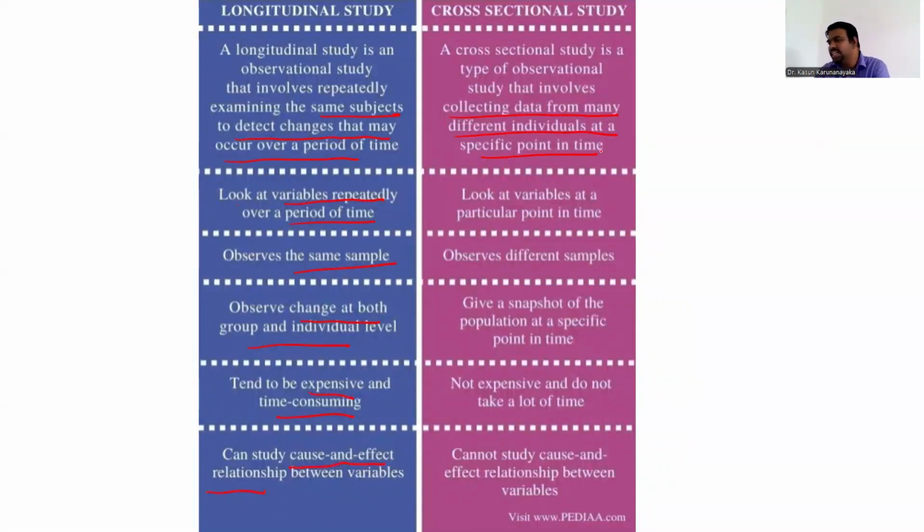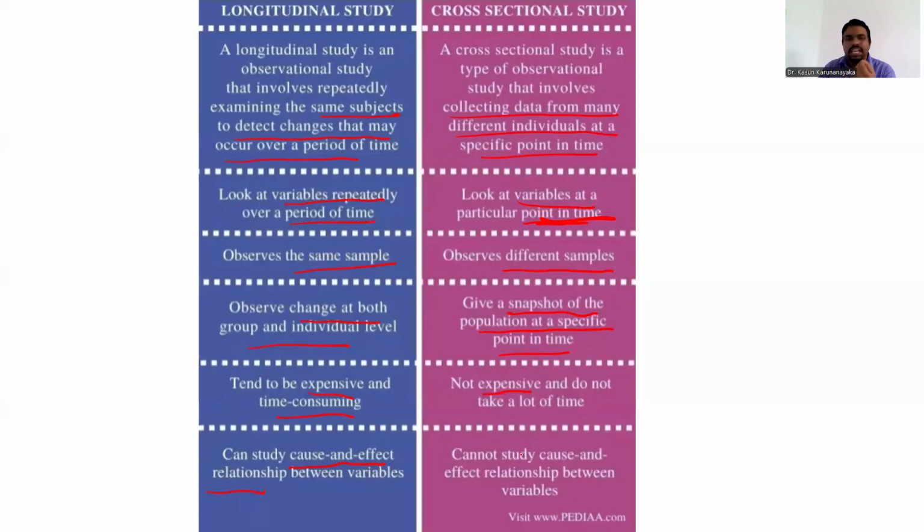In cross-sectional studies, on the other hand, you will select a diverse sample and study a specific point in time. So at a particular point in time, you look at different variables. You can observe different types of samples, maybe kids, elderly people, young people, right? This gives a snapshot of a population at a particular point in time. If you study today, that gives you a snapshot of 2024. And this is not expensive. Therefore, most of the studies we see are cross-sectional studies.